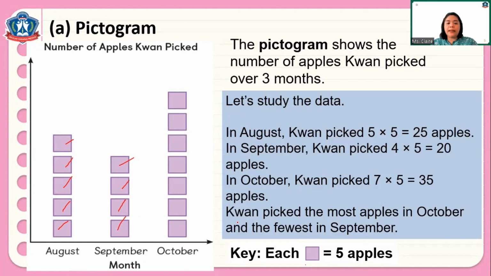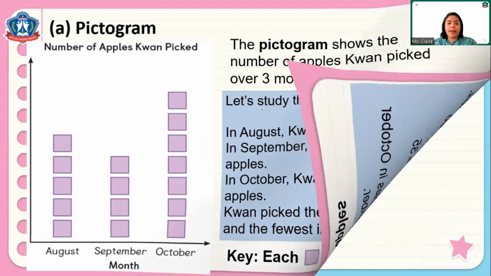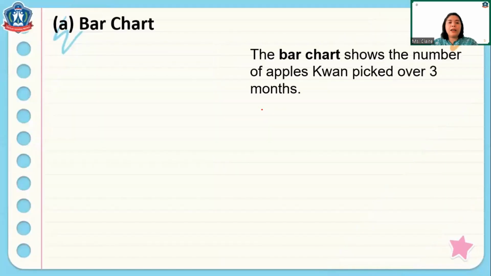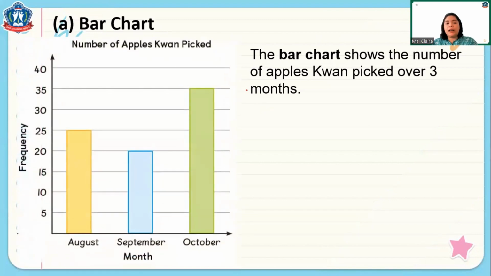And in October, there are 7 boxes. So 7 times 5 is 35. So there are 35 apples. It means one picked the most apples in October and the fewest apples in September. Next, this is now our bar chart. So we change our pictograph to a bar chart. The bar chart shows the number of apples picked over 3 months. What have you observed in our bar chart?